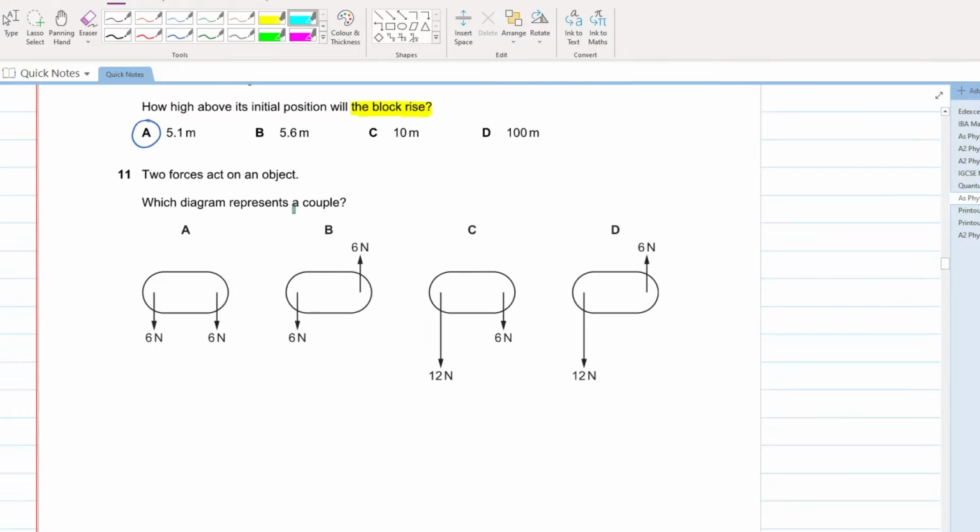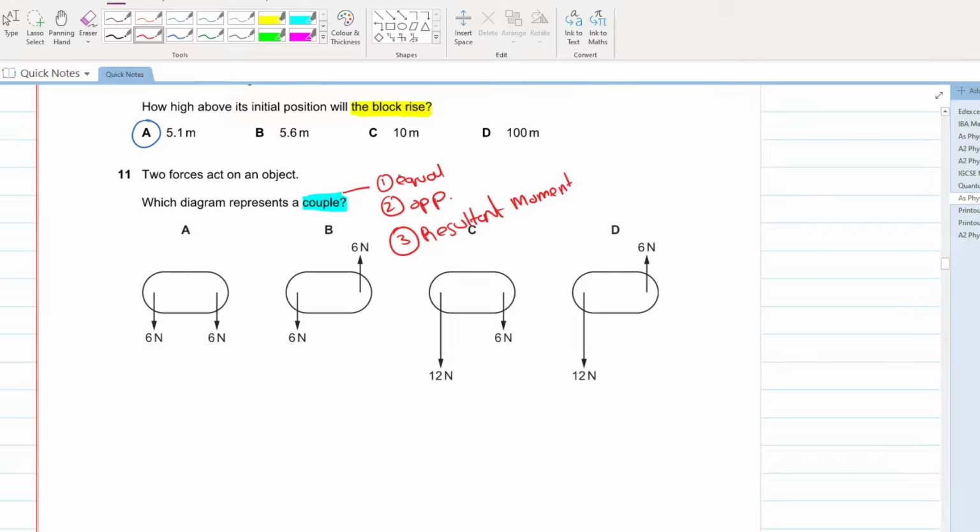Two forces act on an object. Which diagram represents a couple? Okay, so what are the properties of a couple? A couple is basically two equal forces in opposite directions, and they create a resultant moment.